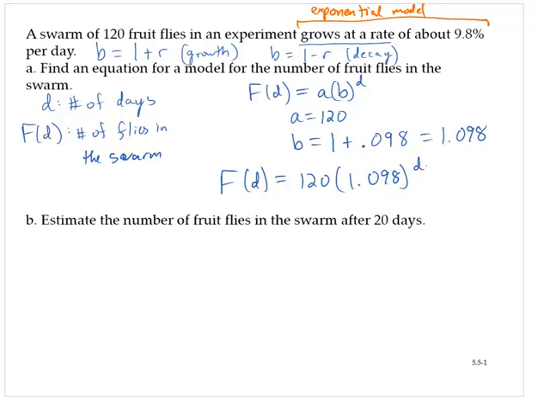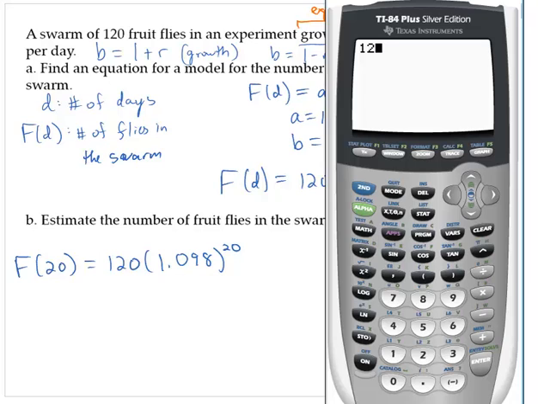Part B asks us to estimate the number of fruit flies in the swarm after 20 days. So after 20 days, that lets us know that D is 20. Then we would evaluate F of 20, which is 120 times 1.098 to the 20th power. Bring up the calculator. 120 times 1.098, raise that to the 20th power, and it's approximately 778.